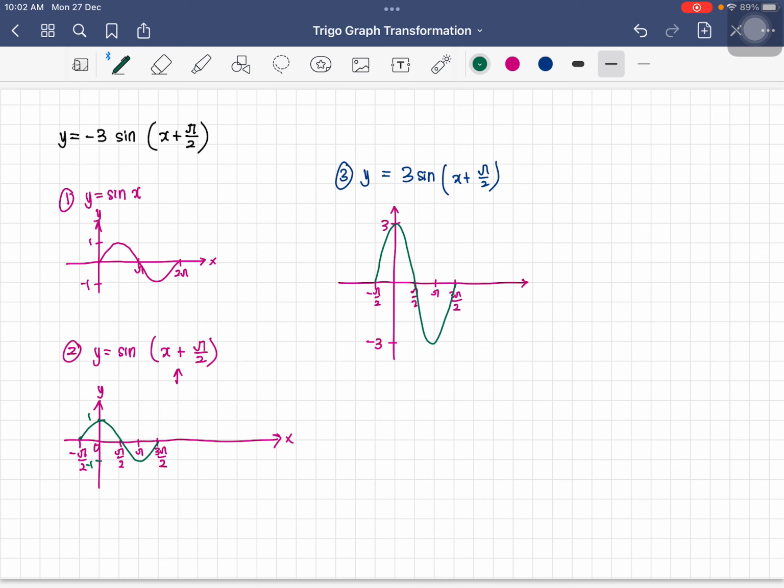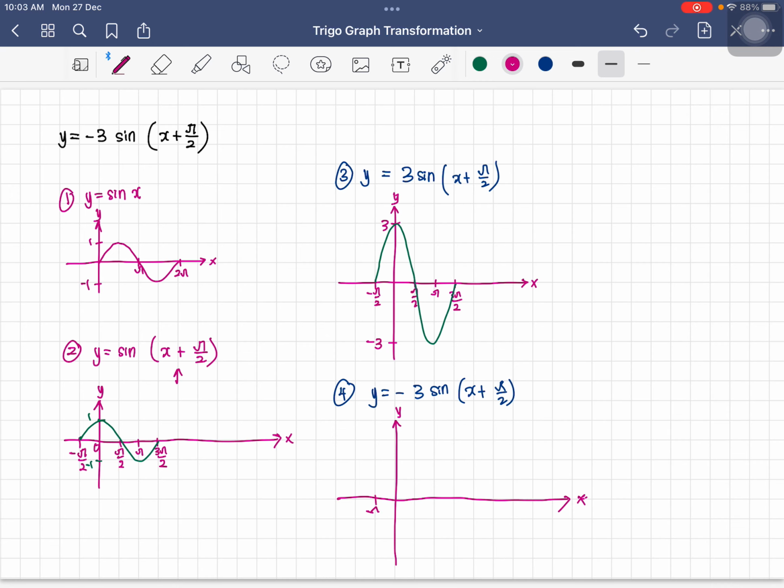But since it is actually negative, we have to reflect it about the x-axis. It will be something like this. So I'm going to sketch the last one. Let me just label this one as y-x. And finally, I'll have the fourth graph, which is y equal to -3 sine of x plus pi over 2. Of course, this one will be something like this. We just need to mirror it about the x-axis.